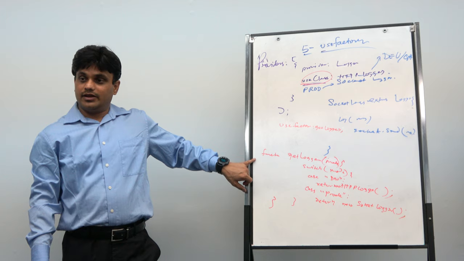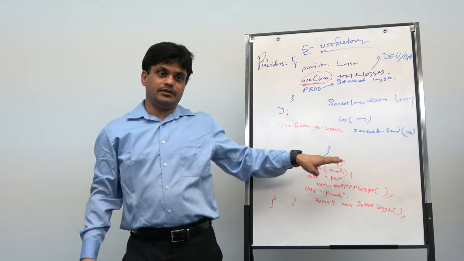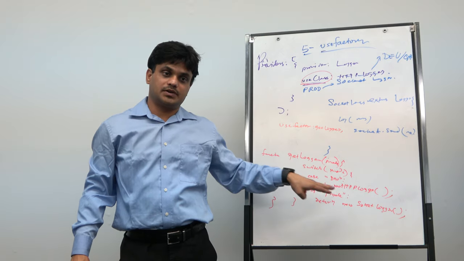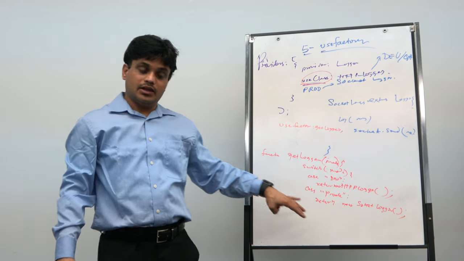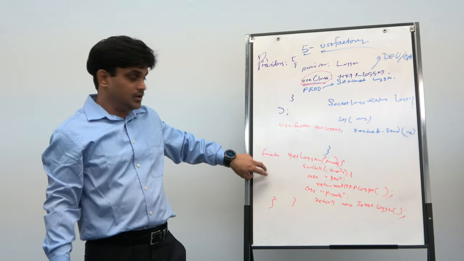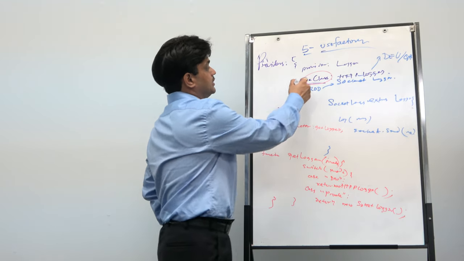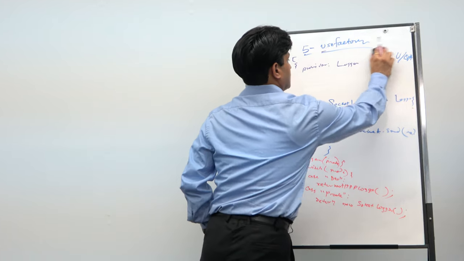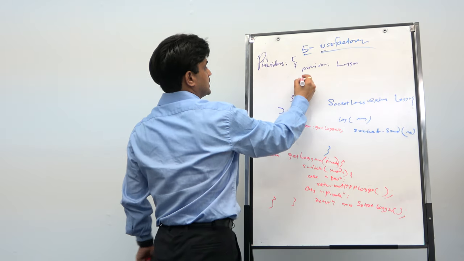This is a factory where I'm getting the mode, and if mode is dev, I'm returning new HTTP logger. If mode is production, I'm returning socket logger. Now this is the automation that you did, and you just referred here rather than use class. I will change this code now and say use factory.